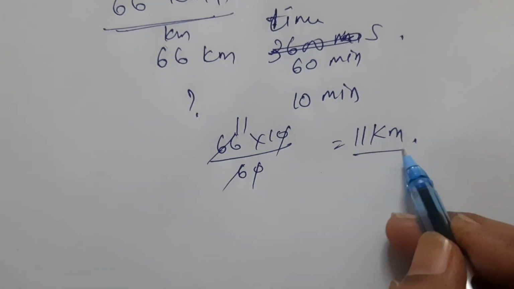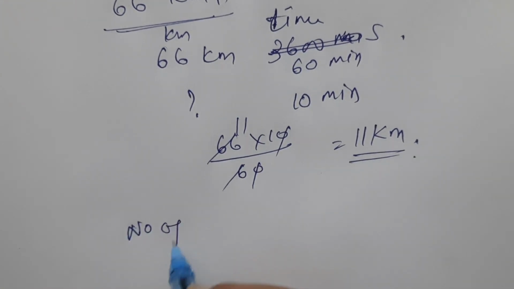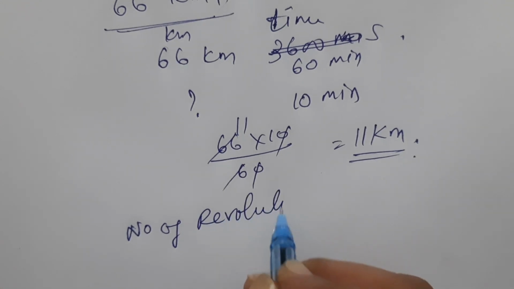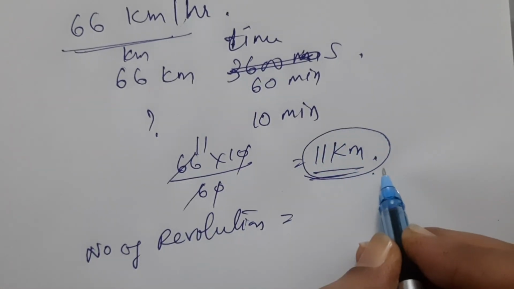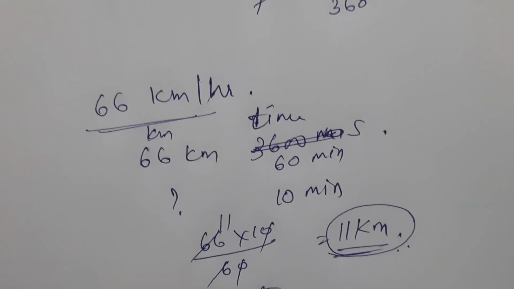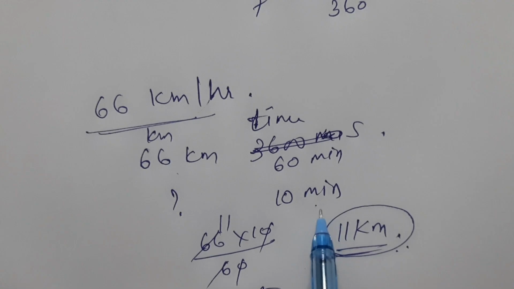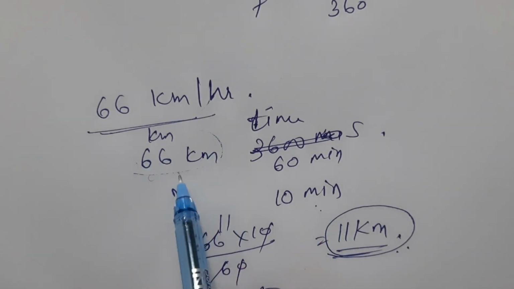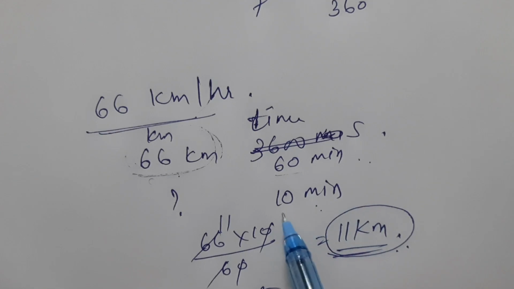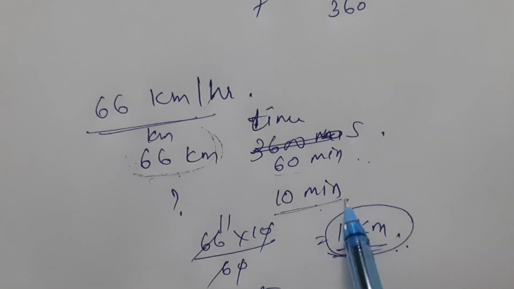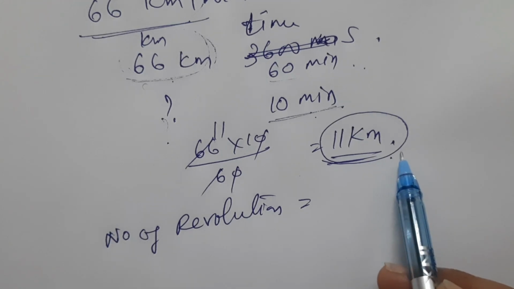Now how many revolutions it will make in 11 kilometers? To find out number of revolutions, you need to divide this whole distance by circumference. So first step for this type of questions, find out how much distance it will cover in given time. Speed of the vehicle will be given. So that speed in particular, that is 60 minutes. In whatever time they are asking, in that time, how much distance it will cover, that will be the question mark. In that way we calculated 11 km.